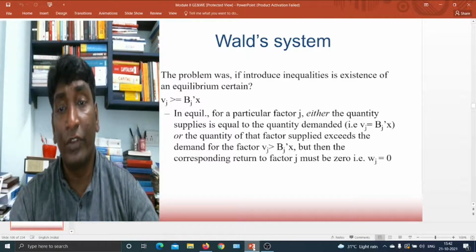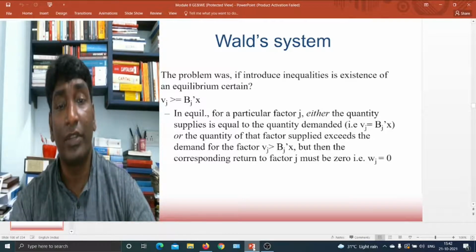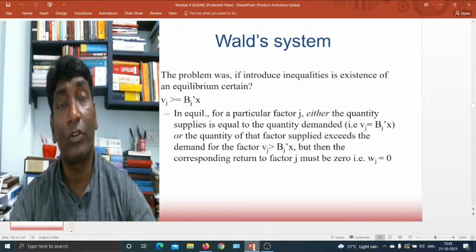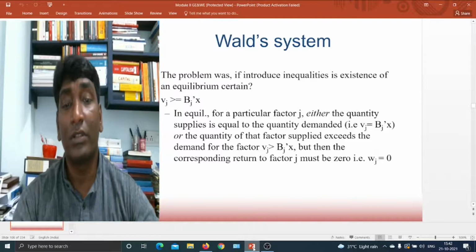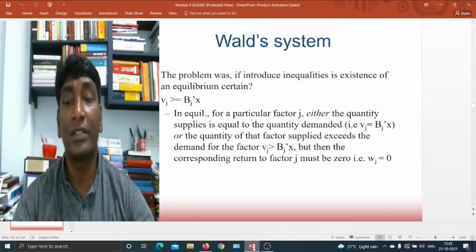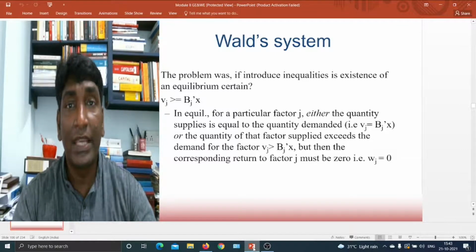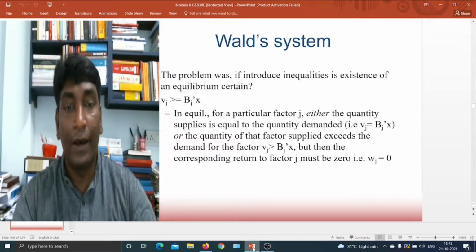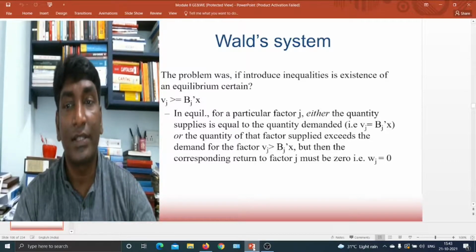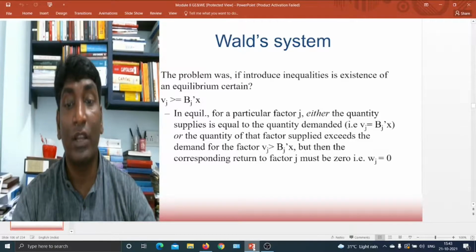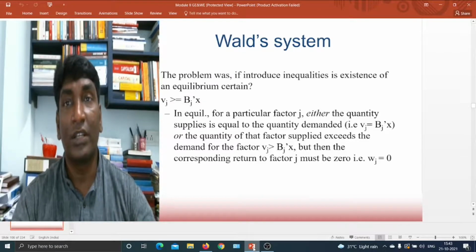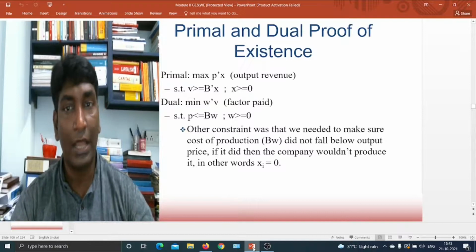The problem was, if inequalities are introduced, is the existence of the equilibrium certain? It's a question normally posed. In that context, if you have Vj which is greater than or equal to Bj dash x, in equilibrium for a particular factor j, either the quantity supplied is equal to the quantity demanded, that is, when you have Vj which is equal to Bj dash x, or the quantity of the factor supplied exceeds the demand for the factor, Vj greater than Bj dash x, but then the corresponding return to factor j must be 0, that is wj equal to 0. That is one kind of understanding.